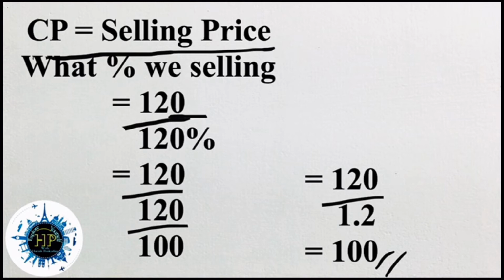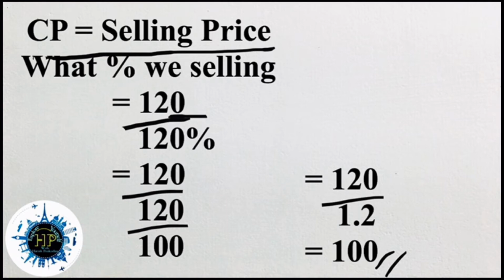The equation is that cost price is equal to selling price divided by what percentage we are selling. Here they told that there is 20% profit. 20% profit means 120% of cost price. That's why I gave a table and discussed these things earlier.